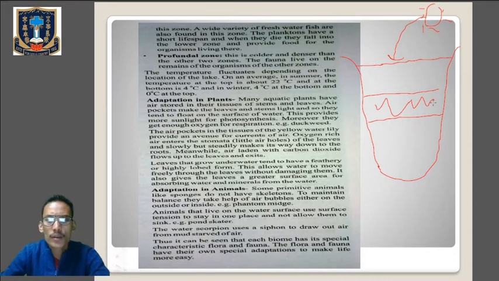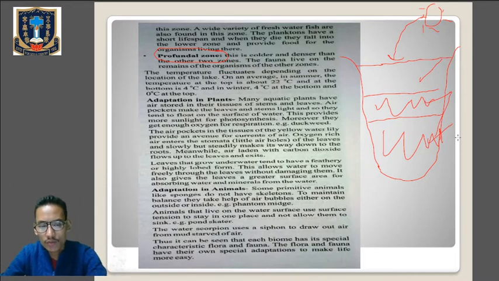The planktons have very short lifespans, and when they die they fall into the lower zone and provide food for the organisms living there. This lower zone is called the profundal zone. So these are the three zones: the littoral zone, limnetic zone, and profundal zone. Clear? So hope it is clear for you.